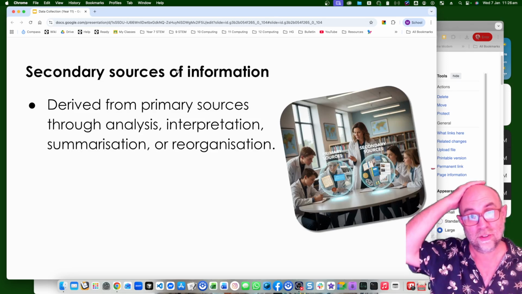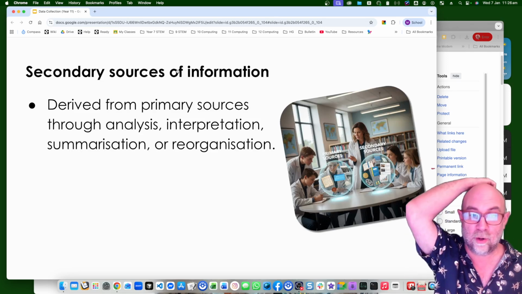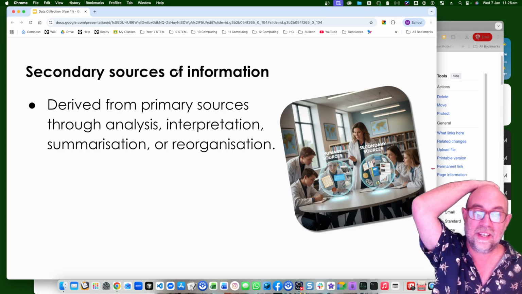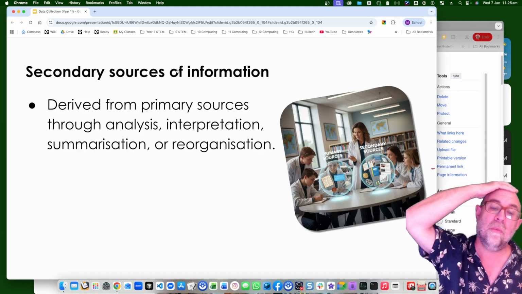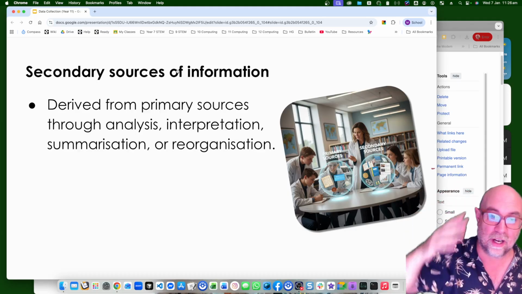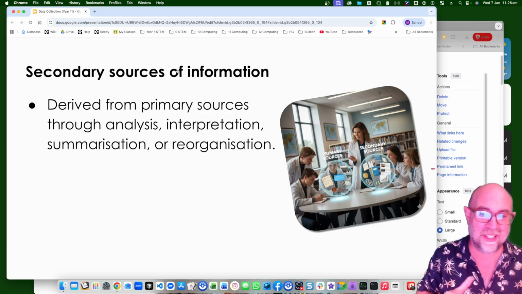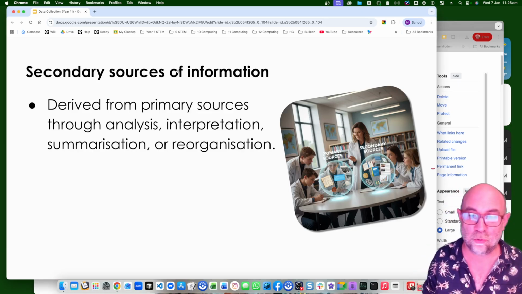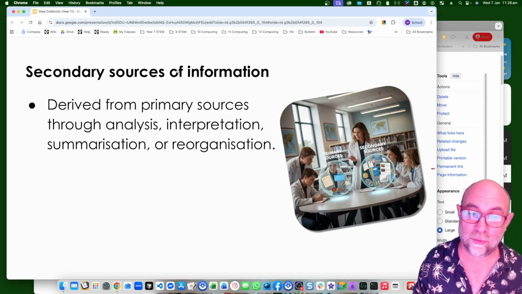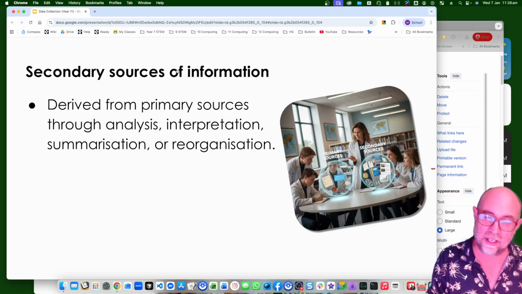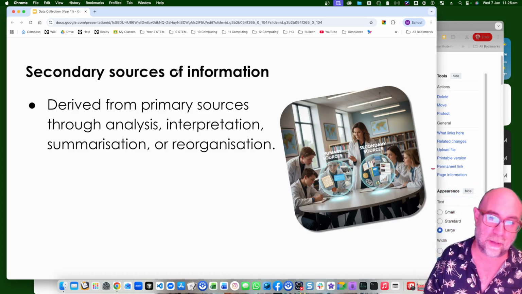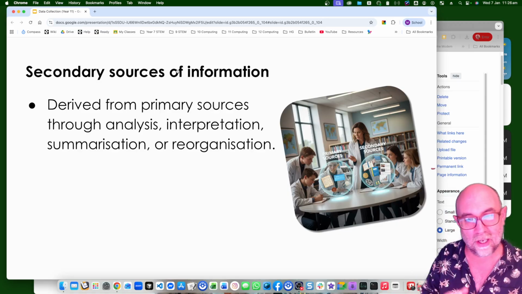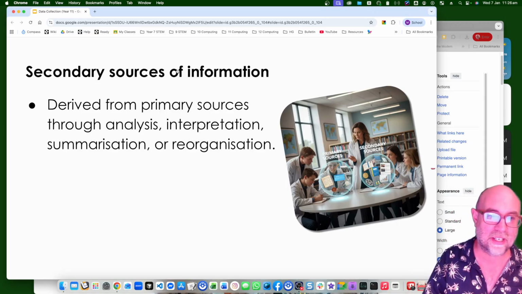Whereas a secondary source of information is derived from the primary source through analysis, interpretation, summarisation or reorganisation. So it might be that you're putting your Beatles records into categories to say, well, this is no longer just a list of Beatles records, now this is their early period and this is their psychedelic period and this is their return to their roots period here. Once you're organising it, it actually becomes secondary data.